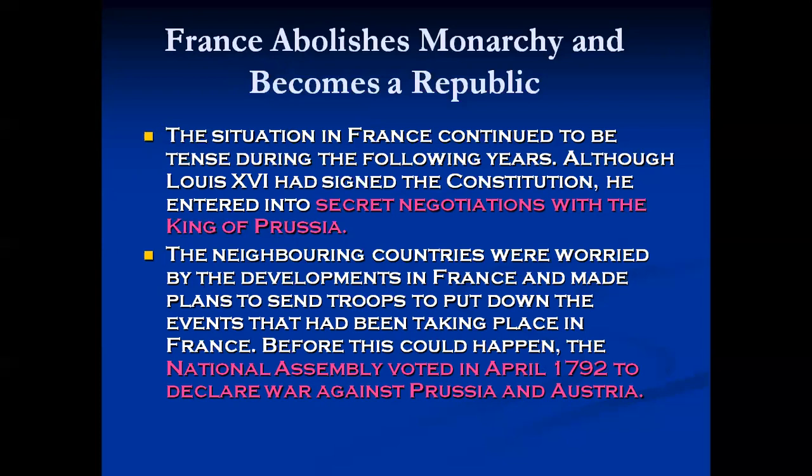The neighboring countries were worried by the developments in France and made plans to send troops to put down the changes taking place in France, and that is why in April 1792 the National Assembly declared war against Prussia and Austria. Actually, the king had planned secretly, but this matter came to be known to the National Assembly, and the National Assembly declared war on Prussia and Austria in 1792.